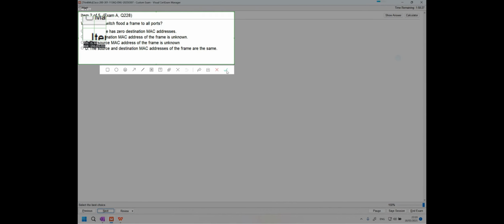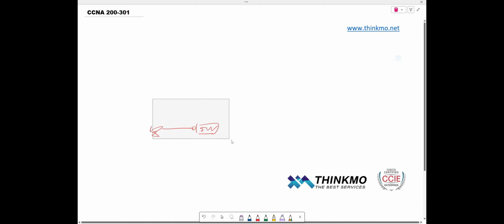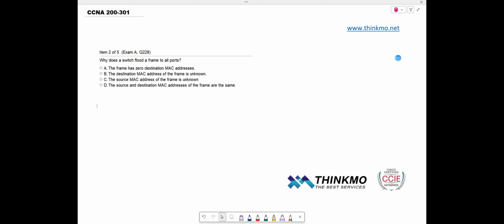Alright, question 2. The second question asks, for what kind of frames will a switch flood them to all interfaces? Flooding means what kind of data frames will be flooded to all interfaces.